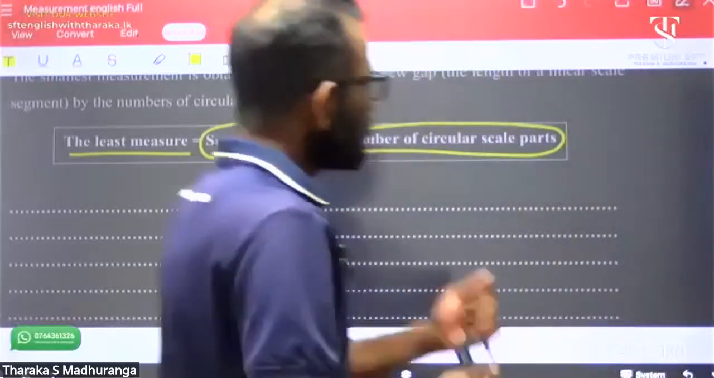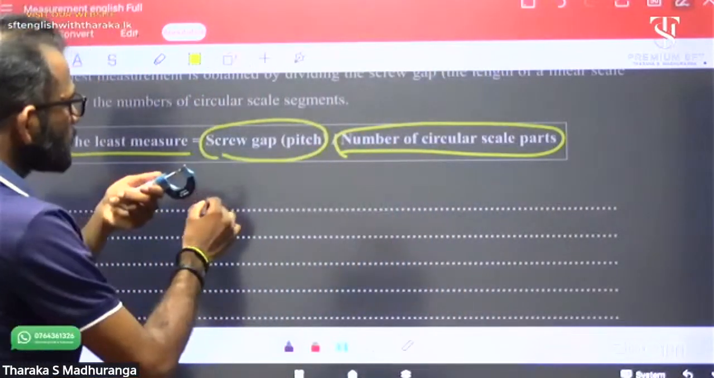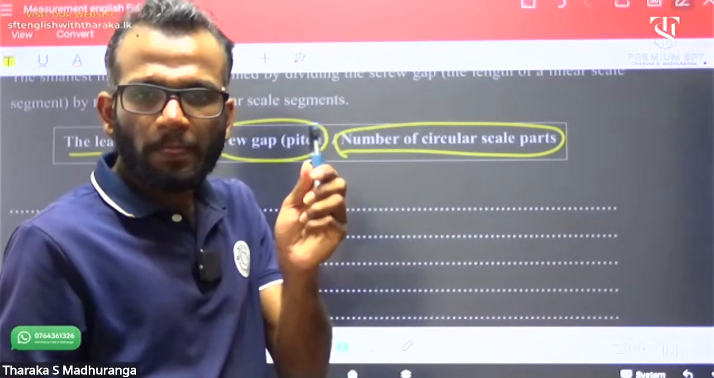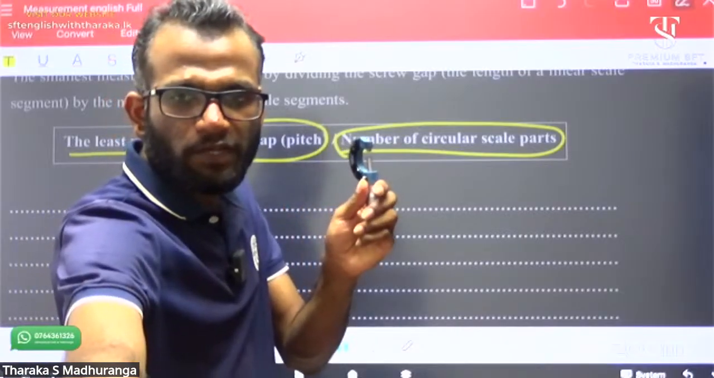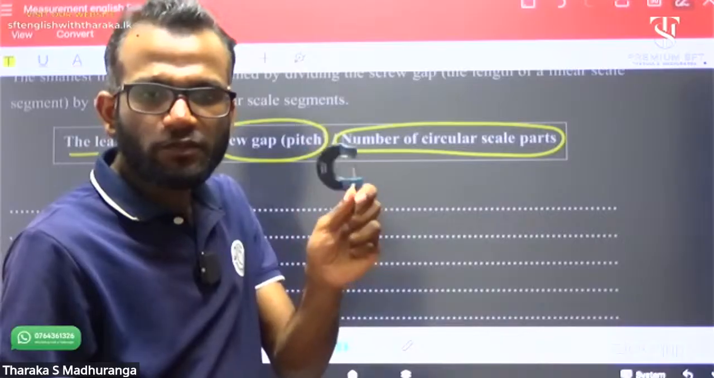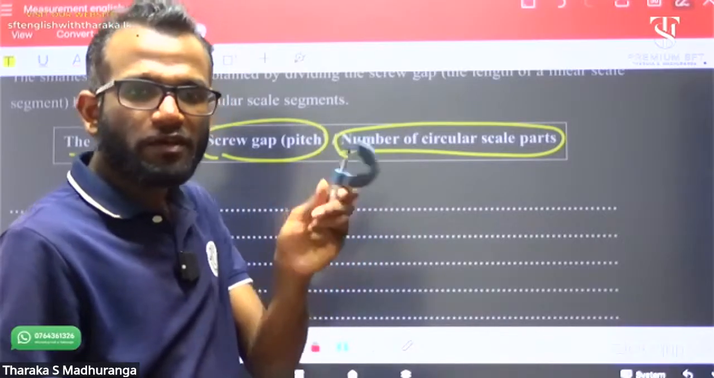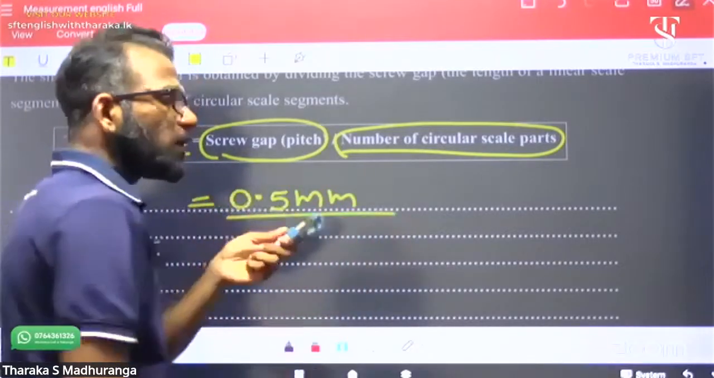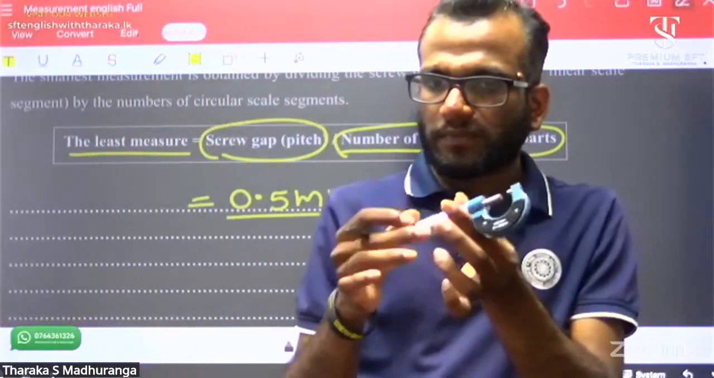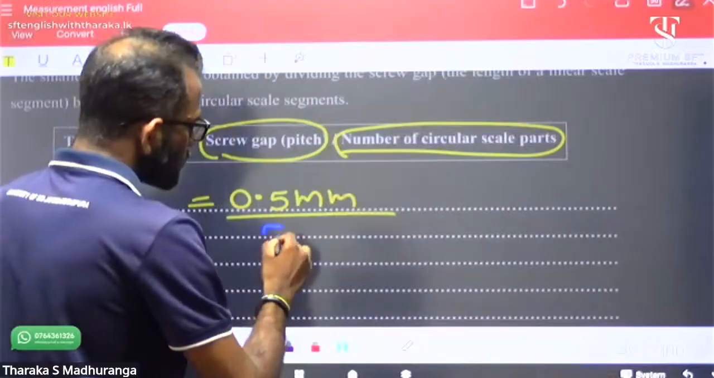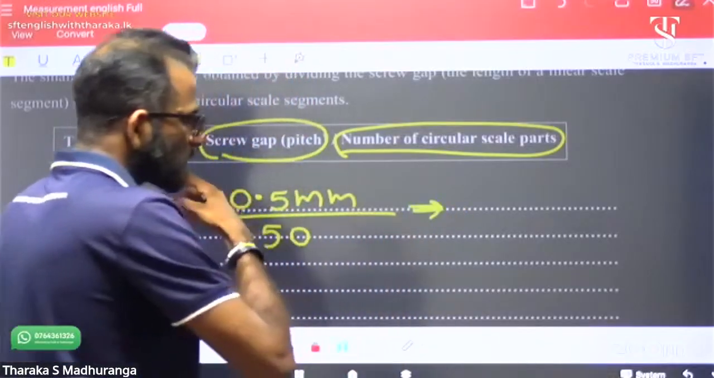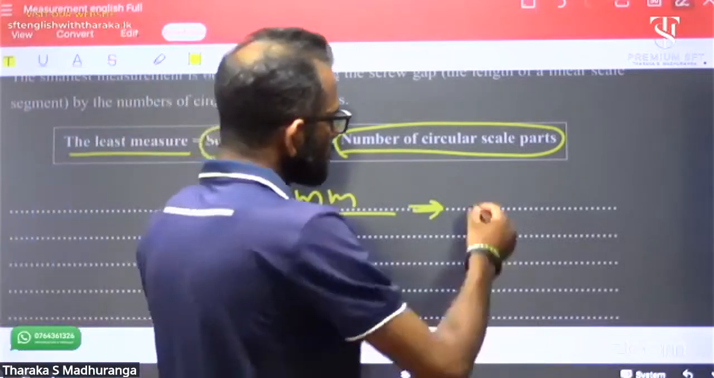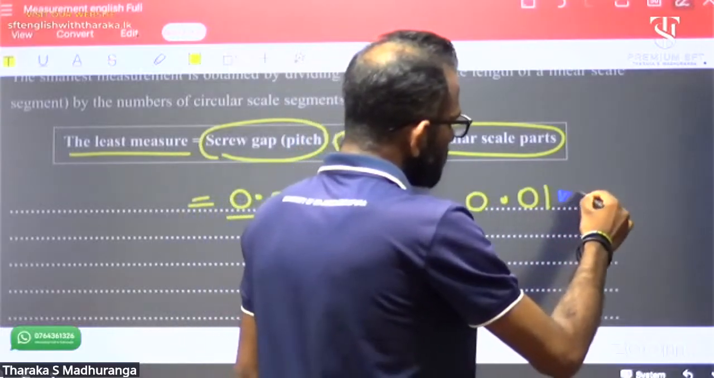Now tell me, for this instrument, what is the screw gap? Quickly. 0.5 millimeter. Very good. Divided by how many circular scale parts? 50. Very good. Then what is the least count of this instrument? 0.5 over 50. It is 0.01 millimeter.